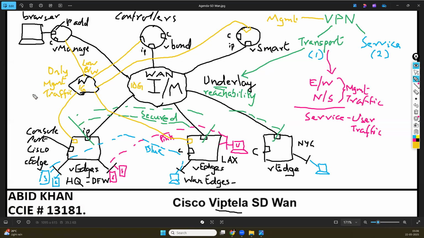So when an organization has a separate WAN like that for sending and receiving management traffic, this is called as what? Out of band management. This is called out of band management.